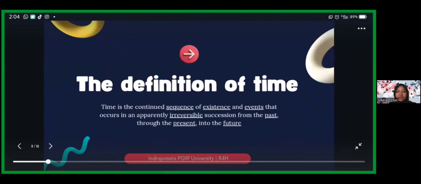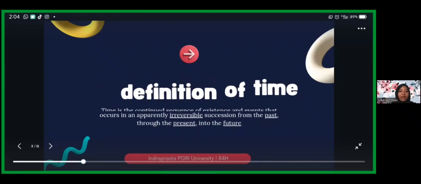Time is the continued sequence of actions and events that occur in apparently irreversible succession from the past through the present and into the future. Or we can say time is a series of events that are measured by the duration of doing something. It's so important. Why? Because everything we do is always related to time, guys. Yeah. Okay, next slide.